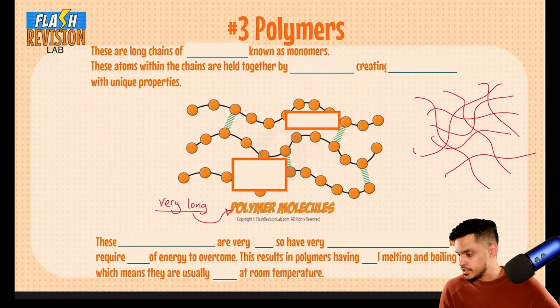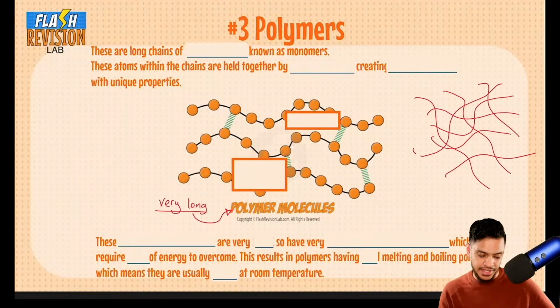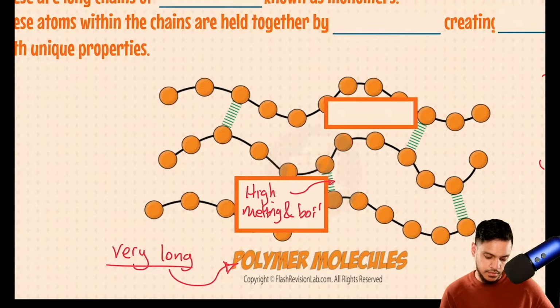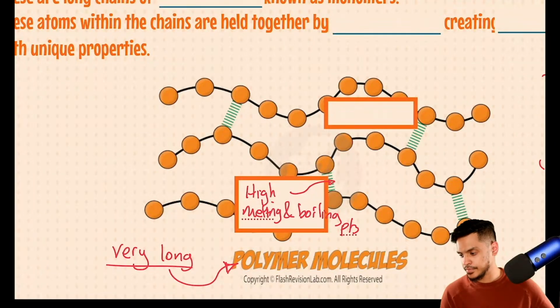Ninogen says low. They're very long molecules, so that means they have very strong intermolecular forces. So that means they have high melting and boiling points. Exactly. It's high.